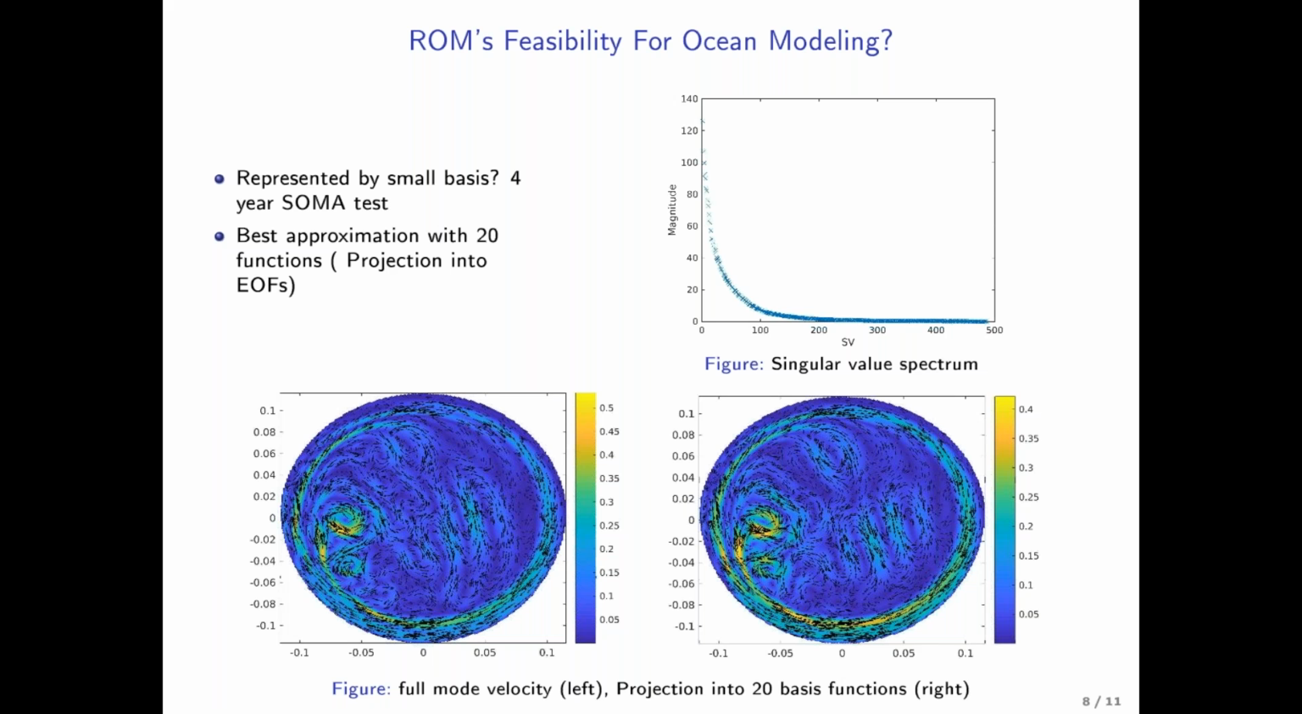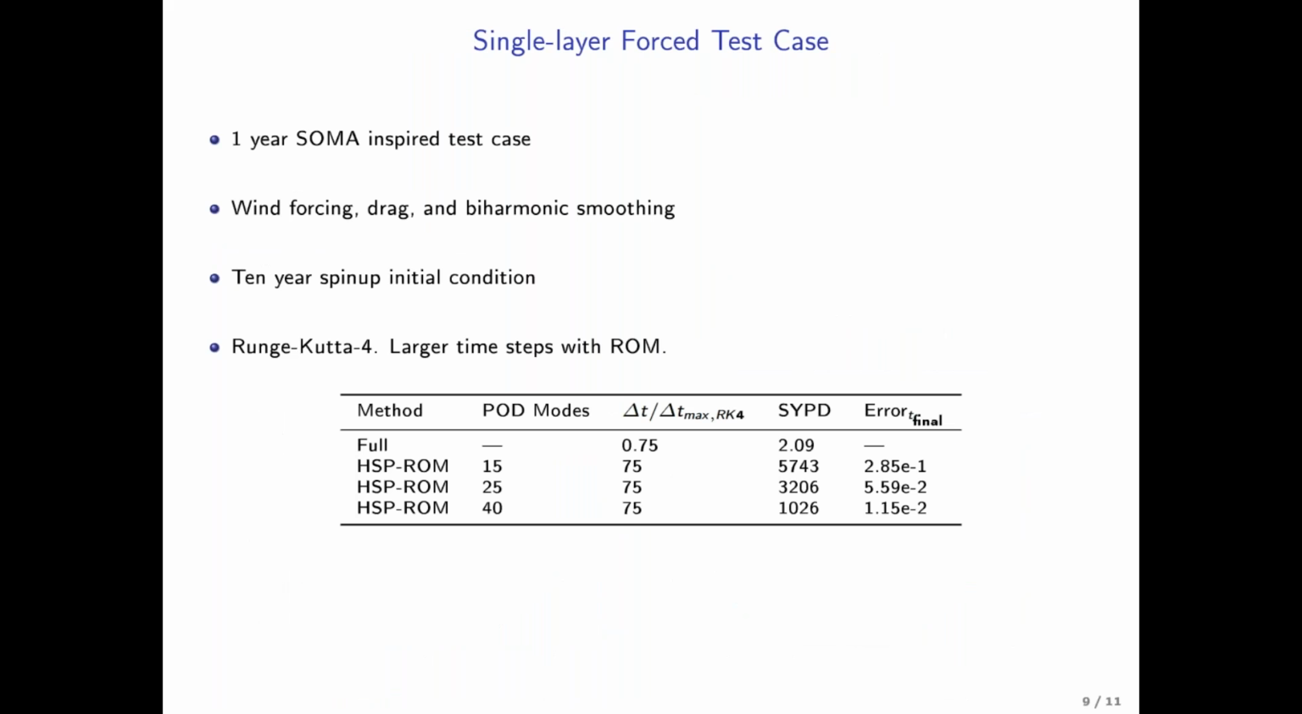Now the question is, can I use this reduced order model to propagate these in time? Next. And so I ran another SOMA test case. This one's only a year long, but this time I'm using the reduced order model. And just so that you know, it has wind forcing, drag, biharmonic smoothing. This is the same test case that Constantine used towards the later part of the slides. And this is on top of a 10-year spin-up. And the time integrator is running RK4.